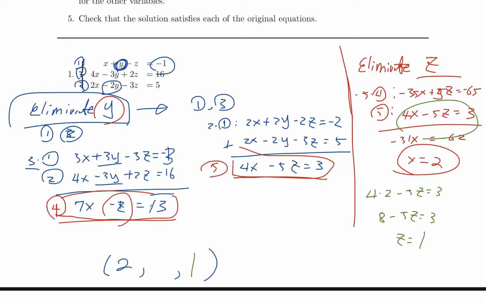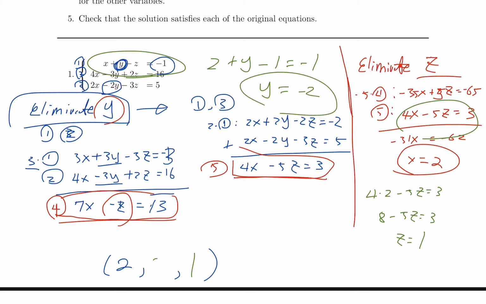So now we know x is 2 and z is 1. We can plug it right here. We'll get 2 plus y minus 1 equals negative 1. Okay. So then y, if you solve for this, is negative 2. So our final answer is this right here.